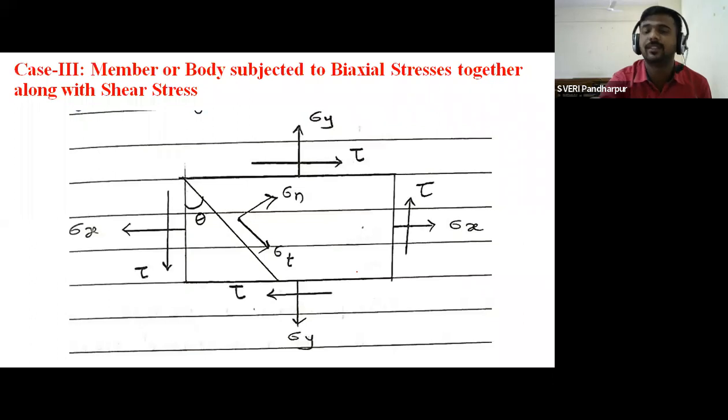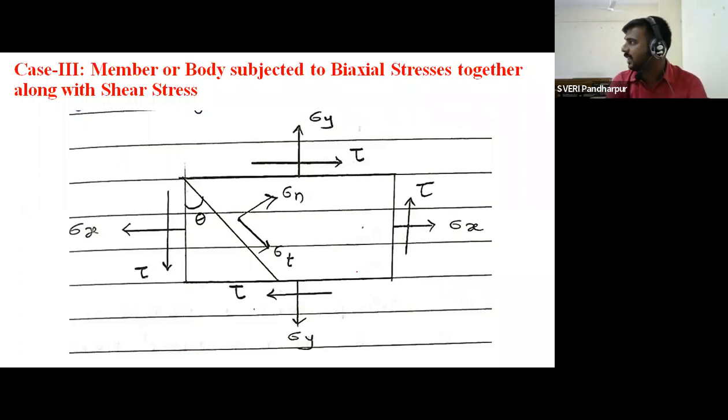Okay, so this was the last problem based on case number 2. Then we will move to case number 3. So put the next heading. Case number 3: member or body subjected to biaxial stresses together along with shear stress.